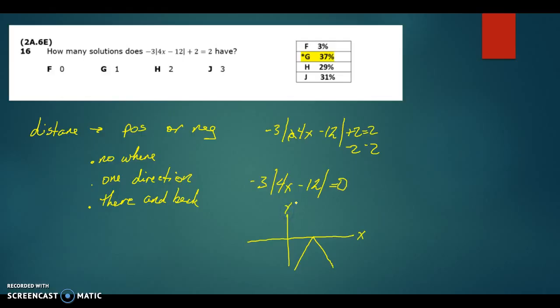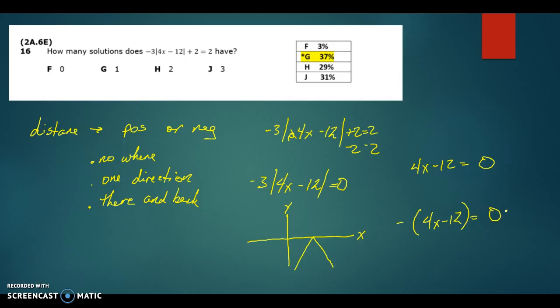Another thing that you can do is if you just work it all the way through, it is set equal to 0. If you divide both sides by 3, you've got the positive option, which is 4x minus 12 equals 0, and you've also got the negative option. And I think what happened, since there was a 0, the kids didn't know what to do.